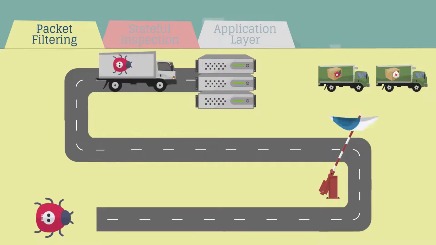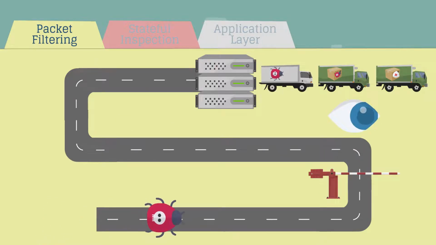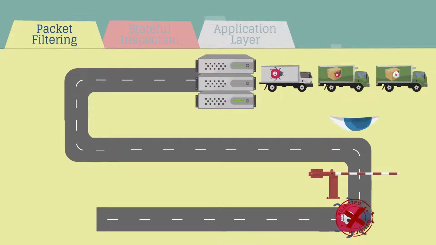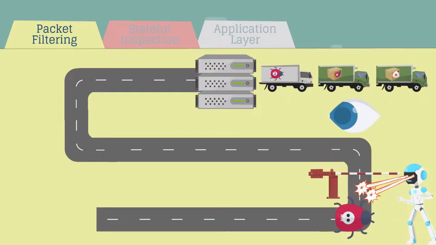Since these firewalls cannot examine the content of the data packets, they are incapable of protecting against malicious data packets coming from trusted source IPs. Being stateless, they are also vulnerable to source routing attacks and tiny fragment attacks.